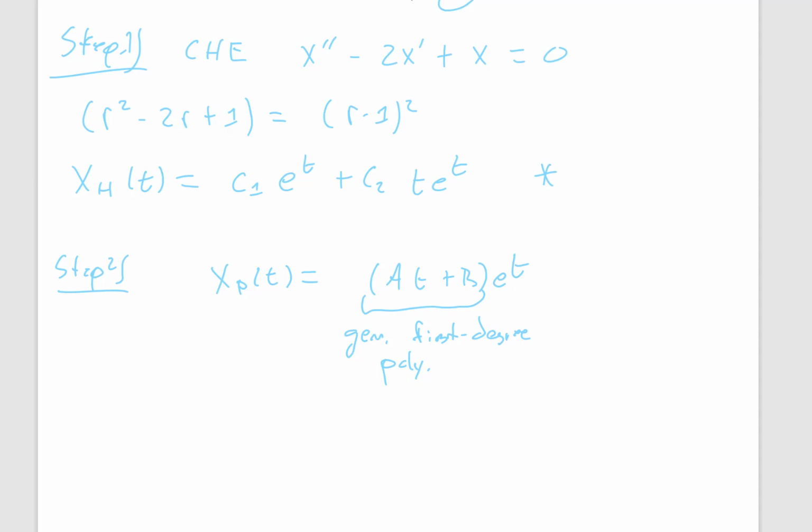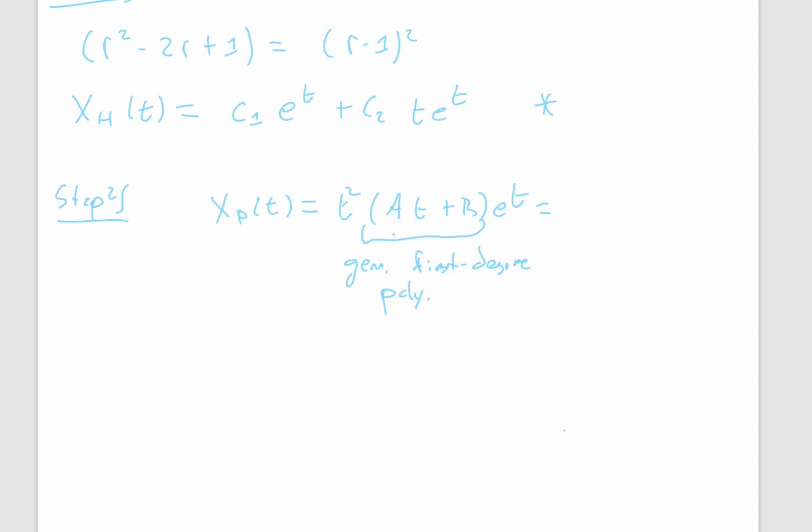So here, xp of t, as we've written, a t e to the t and b e to the t are both solutions to the corresponding homogeneous equation. So we will multiply it by t. Okay, so a t squared e to the t is not a solution to the corresponding homogeneous equation, but b t e to the t is, so we multiply it again. And what we get is that xp of t is equal to (a t cubed plus b t squared) e to the t.